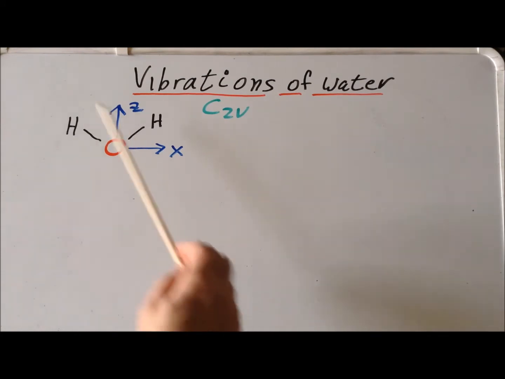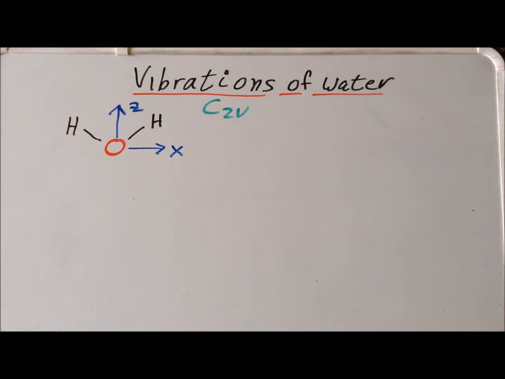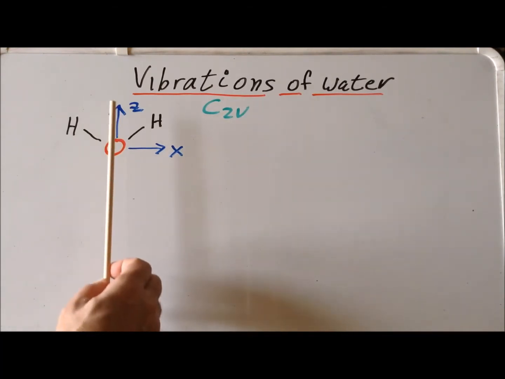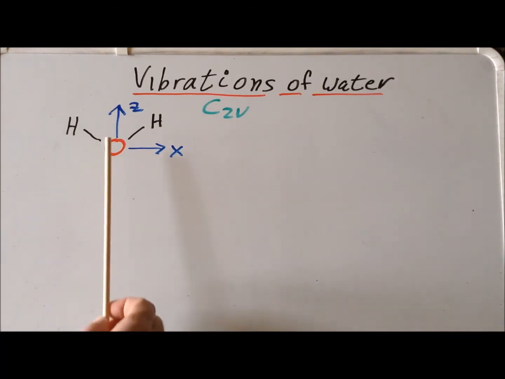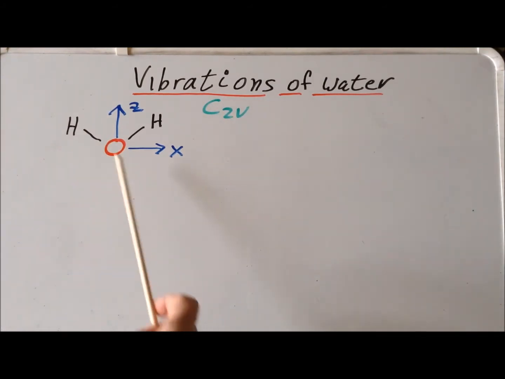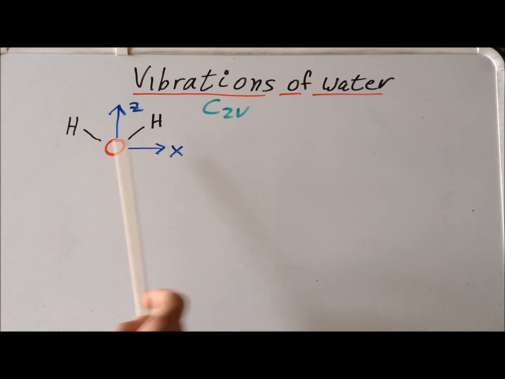Note that water, having three atoms, can be confined to a single plane, so it is planar, and we set it up so that the high-order rotation axis, the C2 of water, is the z-axis, and that is going up on our board, and the x-axis is going to the right. The remaining y-axis is coming out of the plane of the whiteboard.